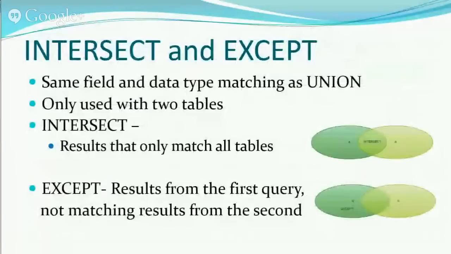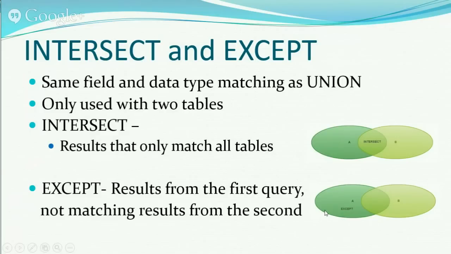So that leads us to the intersect and except operators. And these are very similar to the union and union all, except they can only be used with 2 tables. Intersect is similar to an inner join, but on all fields. You can see in these Venn diagrams here how it works.